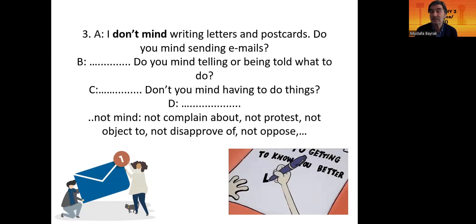If it is, for example, my job, if I am responsible for doing it, so I don't mind having to do it if I have to do it, if I must do it. Okay. Don't mind means not complain, not protest, not object to, not disapprove, or not oppose. I don't oppose writing letters, for example.